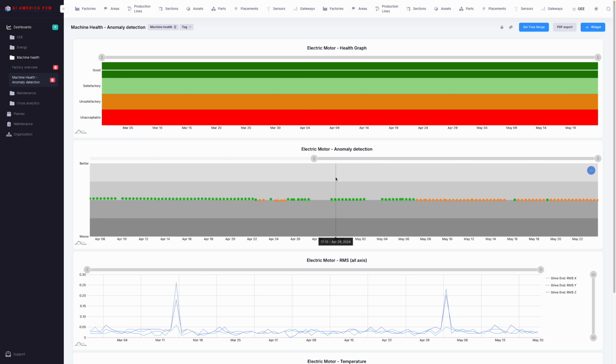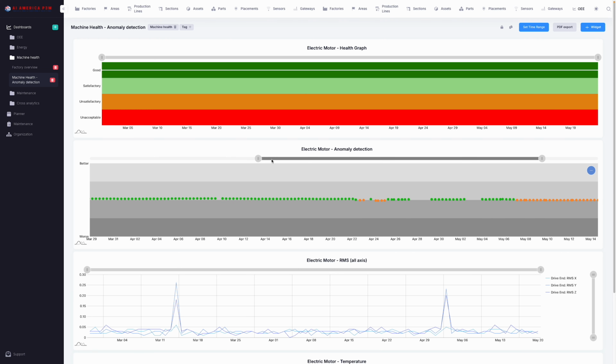All right, now let's go back to our machine health dashboard. Under here, we can see the anomaly detection for the specific motor. Under that, as you can see, some of them are green. There are some warnings orange, and there are even some reds once in a while too. In this example, we don't. So yeah, this orange are the warnings that AI will send.